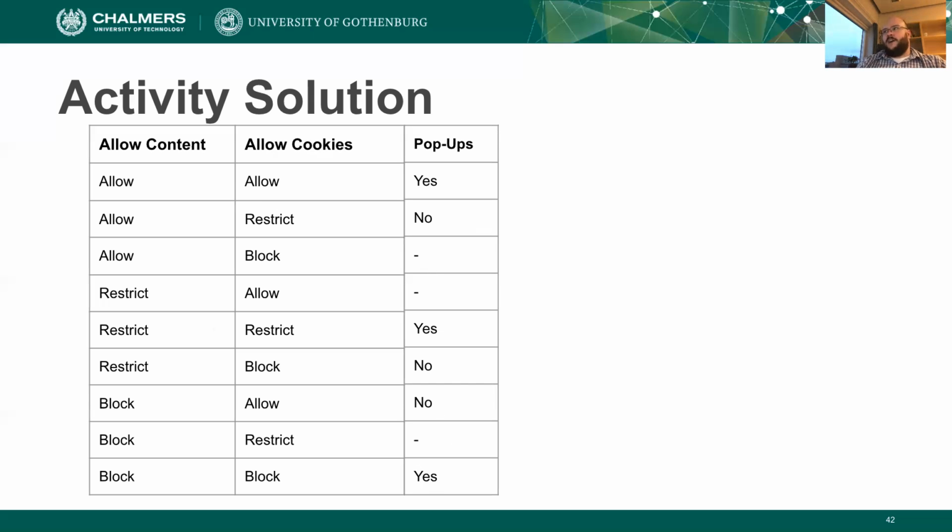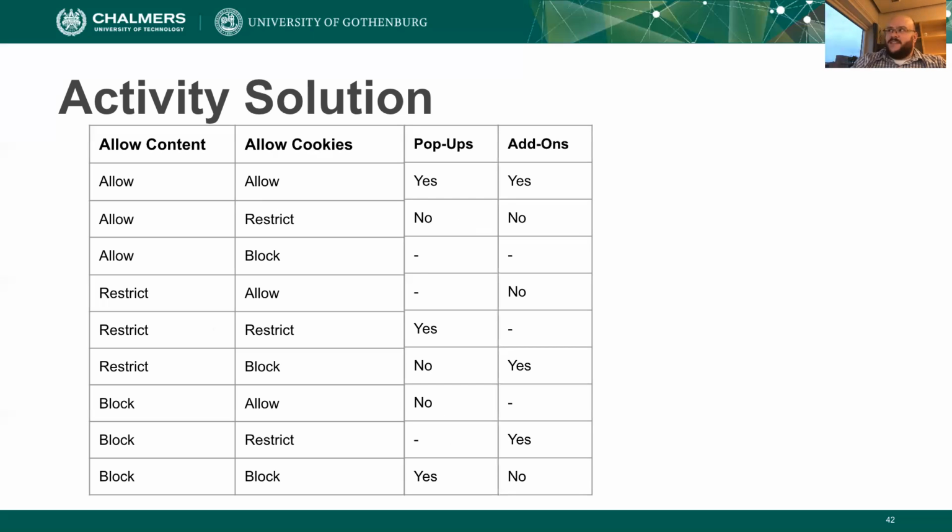Okay, now choose a 4th, add-ons, and let's add this in. So all combinations of add-ons with allow content, allow cookies, and pop-ups. So allow and yes, allow and no, restrict and no, restrict and yes, block and yes, block and no. For allow cookies, allow and yes, allow and no, restrict and no, restrict and yes, block and yes, block and no, and then of course yes and yes, no and no, and that's great.